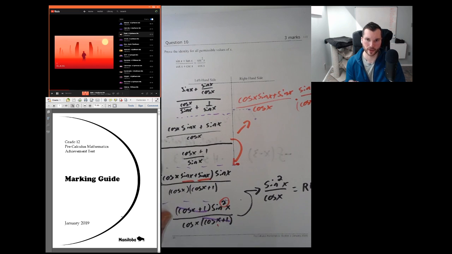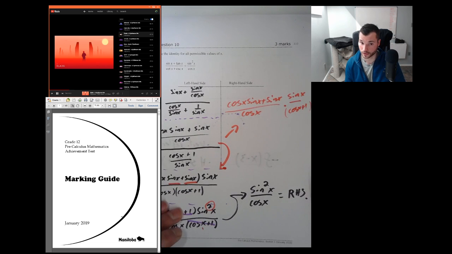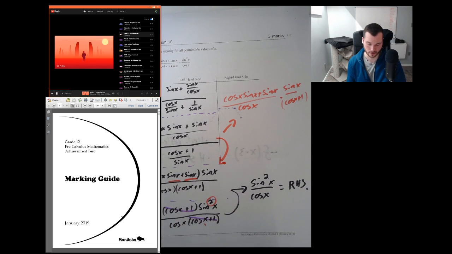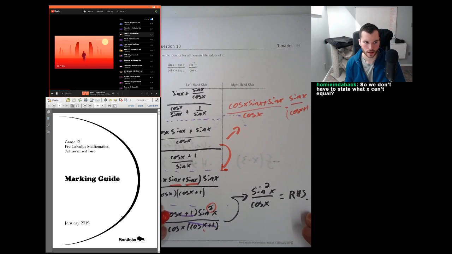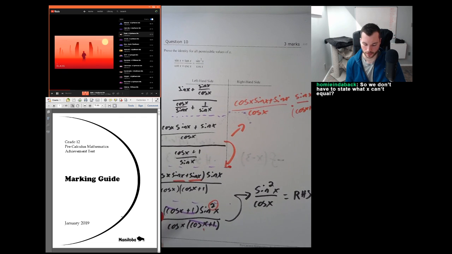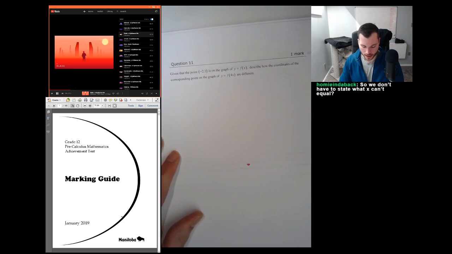The question of we don't have to state what x can't equal. No, you do not have to do that. We're not asking you to do that, so I would not do that. We would have to say, state the non-permissible values of x, and then that would be worth its own mark, you know? This is just straight up proof. That's it. No, you don't have to state what x can equal. Okay. I think I'll be done with question 10. If you have more questions, I'll come back to it afterwards. Okay, keep on going here.